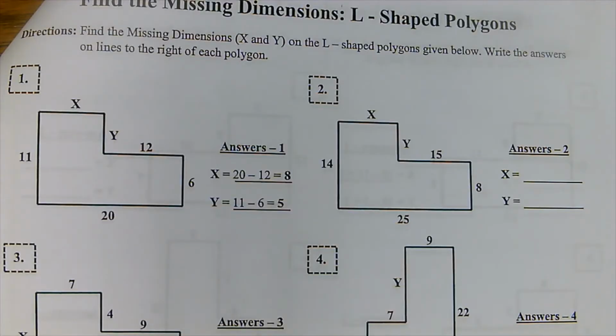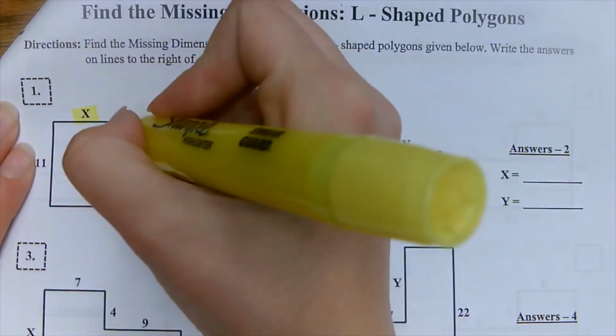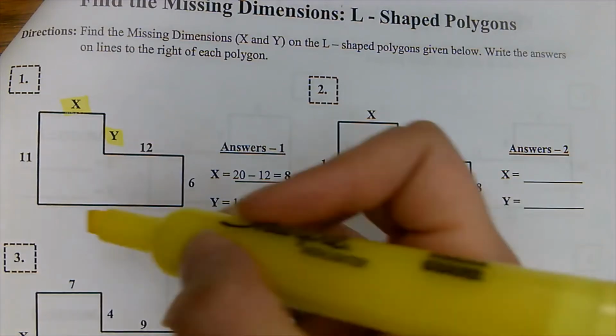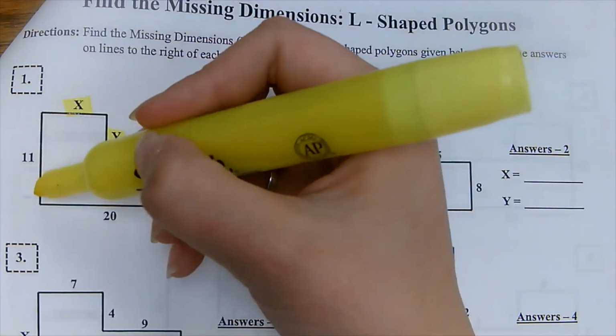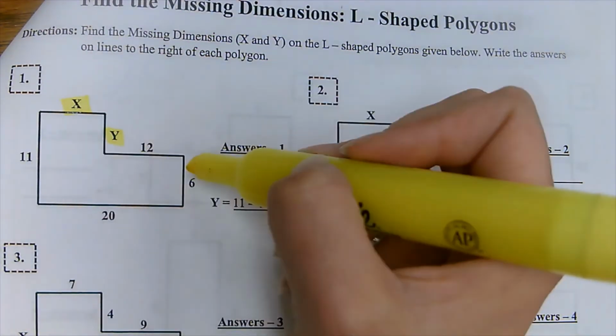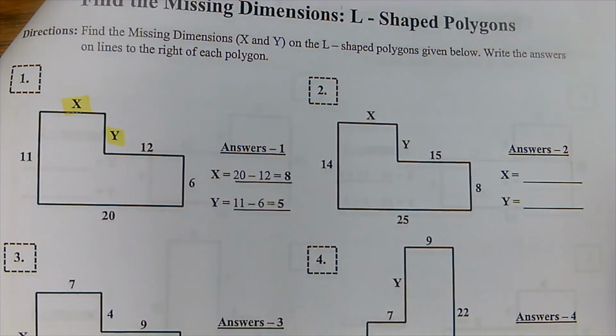On these pages, we're going to find the missing dimensions, or the missing lengths on the sides. So you might be able to see this example here has an X and a Y side. That means they're missing. We don't know what those numbers are. But I do know that this length across the bottom is 20, and this width across the top is 11. I can see that half of this length across is 12, and half of the length going up is 6. Here's how we're going to find the missing numbers.